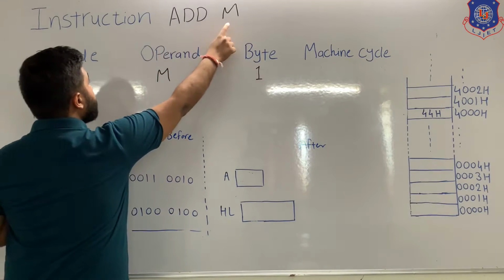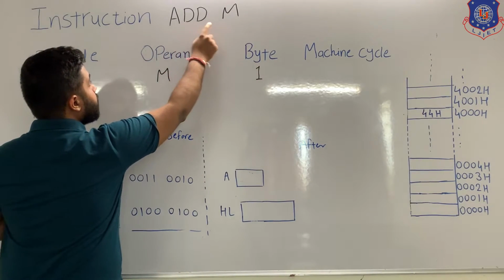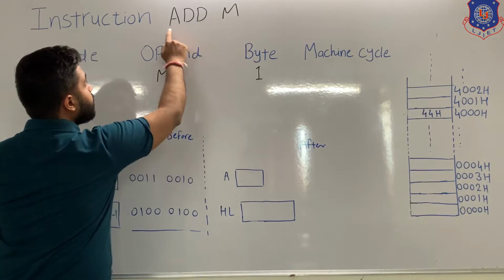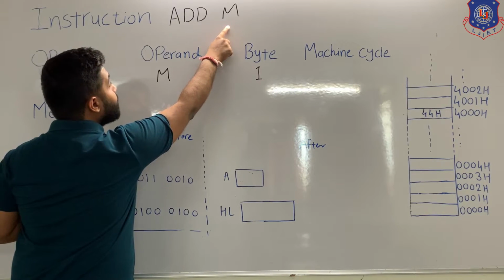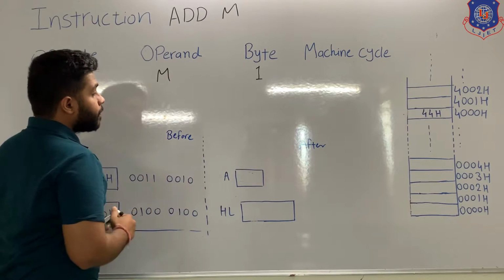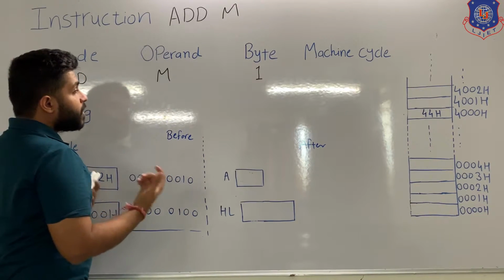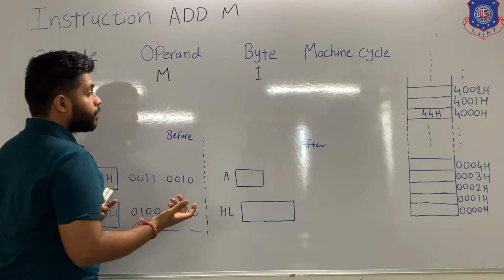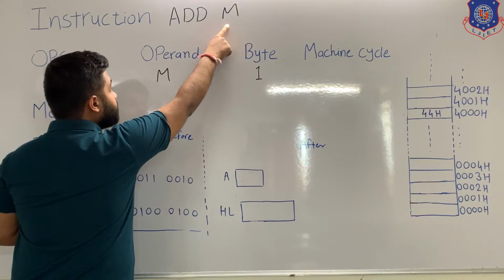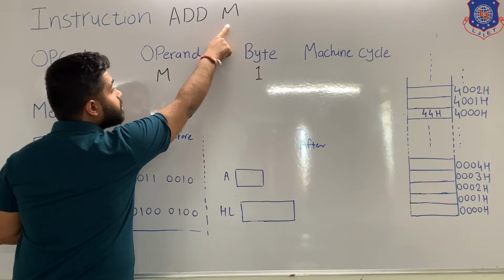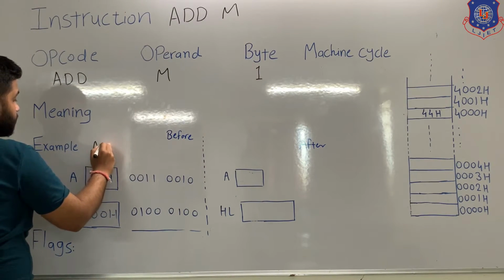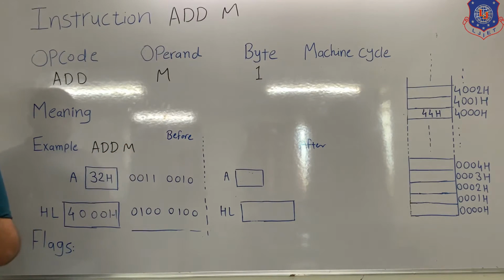Now add M. It means add content of memory location with accumulator. I am repeating, add content of memory location with accumulator and answer will be stored in the accumulator. Now the question is content of memory location, but which memory location? So whenever in the instruction M is present, it means the memory location specified in HL pair. Let's see one example. Suppose example is add M.